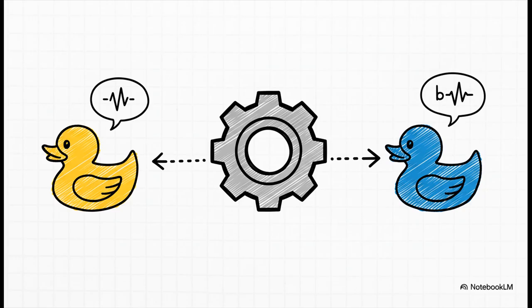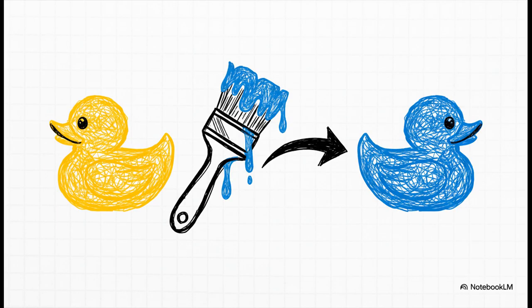So if we have our yellow duck that quacks, and maybe we make a new blue robot duck that beeps, they both have the make_sound ability. But when you call it on each one, you get a totally different result. And that right there is a huge idea in programming. Same action, different outcomes, depending on the object.